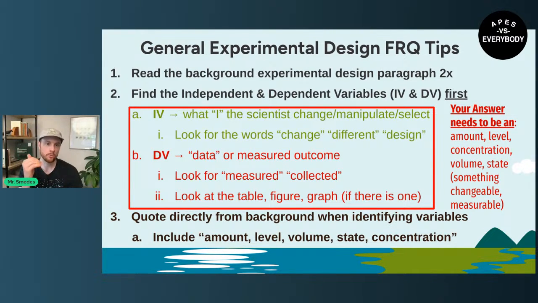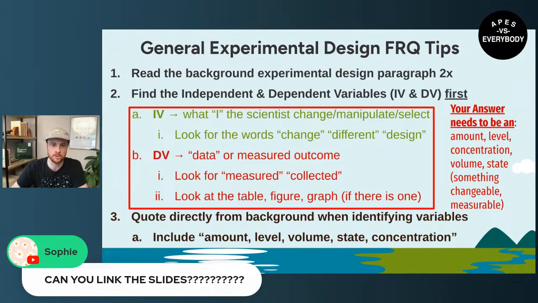So look for the words in the prompt: changed, different, the scientist designed for 4 different green bean species, or designed for plot A and plot B. They changed the level of pH in the tanks. So those words, change, different, design, select, those are going to clue you in and say, there's the independent variable that the scientist controls.